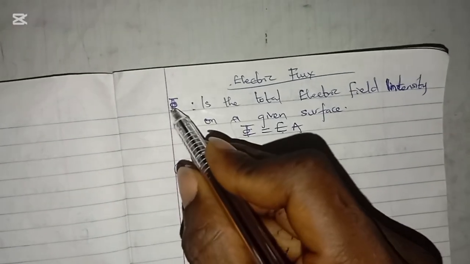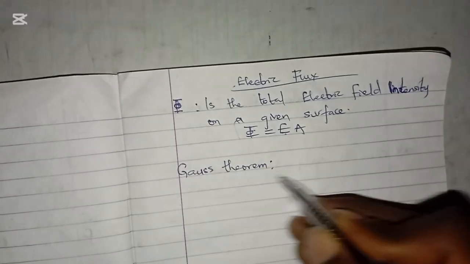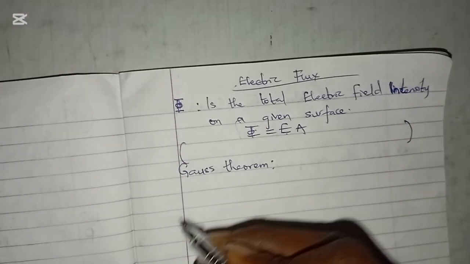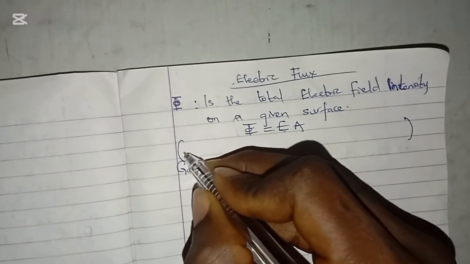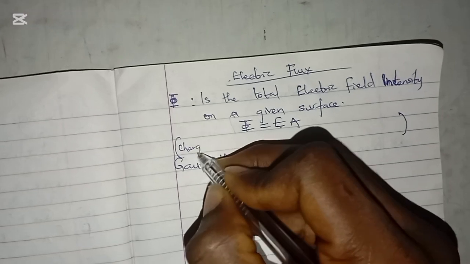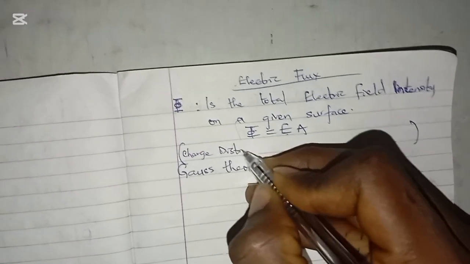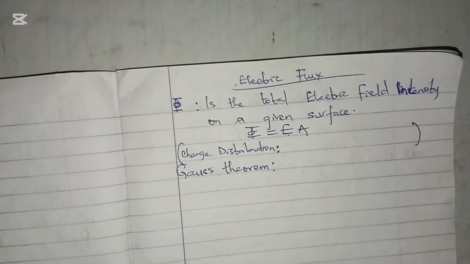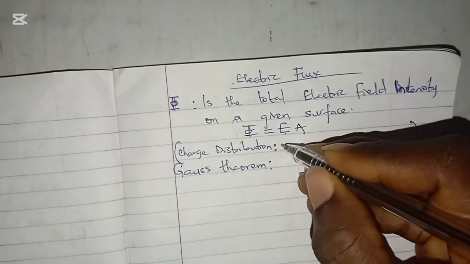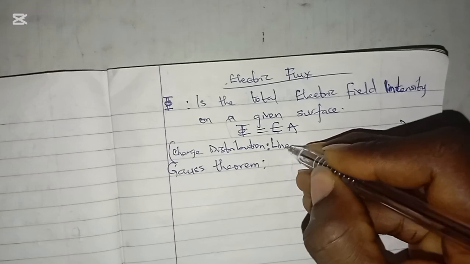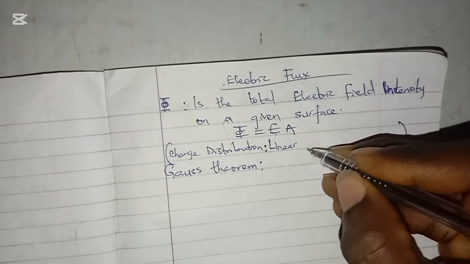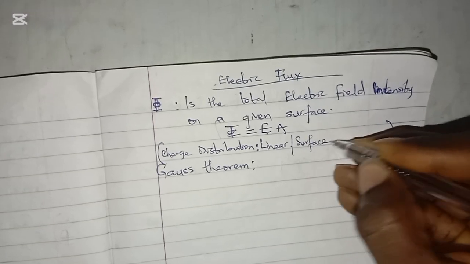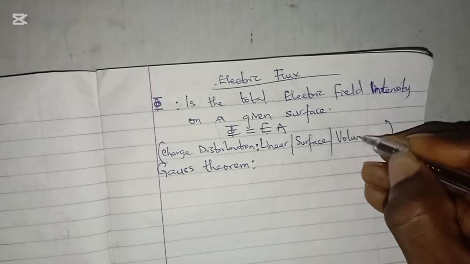You need to know that this electric field intensity, if I rush to Gauss law without telling you that whenever we are calculating this, there are some cases that require us to pay attention to the charge distribution. And this charge distribution involves you taking note of the surface. Is it a linear surface? Is it the linear distribution, or the surface distribution, or the volume distribution?